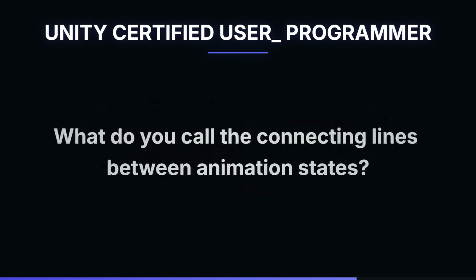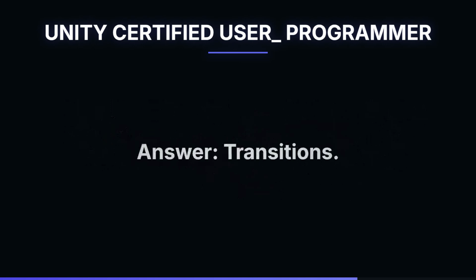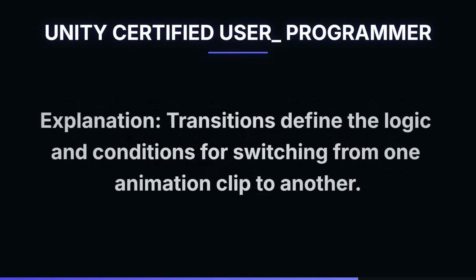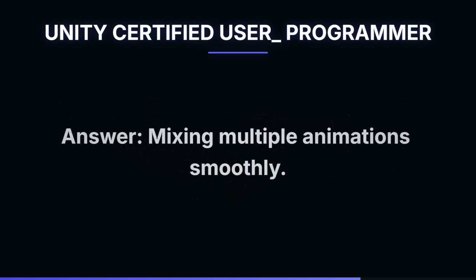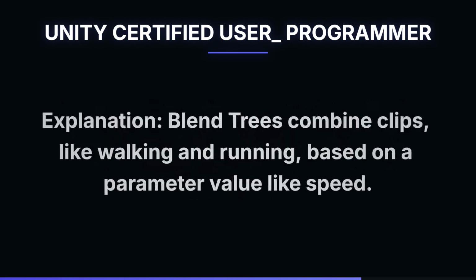2. What do you call the connecting lines between animation states? Answer: transitions. Explanation: transitions define the logic and conditions for switching from one animation clip to another. 3. What is a blend tree used for? Answer: mixing multiple animations smoothly. Explanation: blend trees combine clips, like walking and running, based on a parameter value like speed.